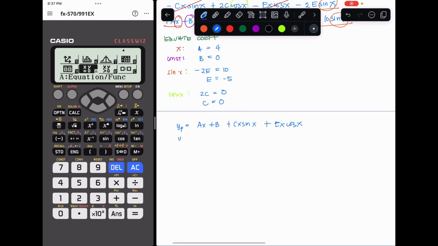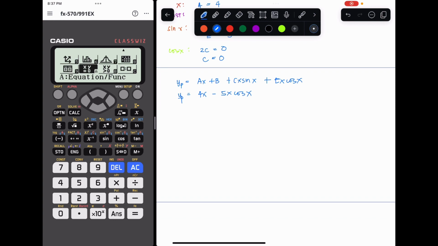And our yp then will be: a is 4, so 4x; b is 0, so c is 0 as well; but then e is negative 5. So I'll have negative 5x cosine x. So yp is 4x minus 5x cosine x.